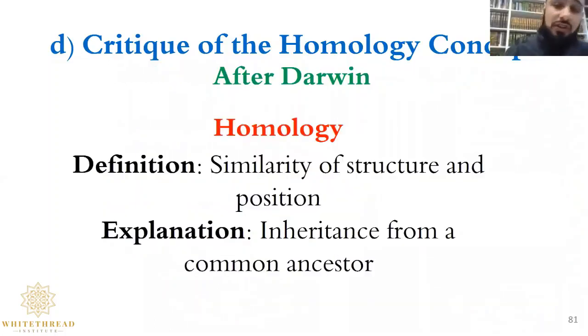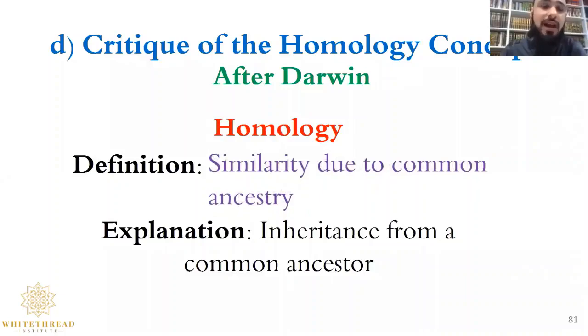So what do neo-Darwinists do? In the absence of evidence, modern neo-Darwinists couldn't explain homology. Similarity in structure and shape cannot be explained through the mechanism that was based on genetics. So they do this intellectual stunt. They introduce common ancestry into the definition and the explanation.